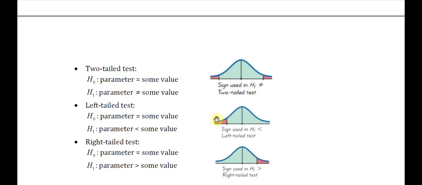And you can think of it this way. This is the less than sign, where the arrow is pointing to the left, so we are doing the left tail test. And then the right tail test, the same thing.